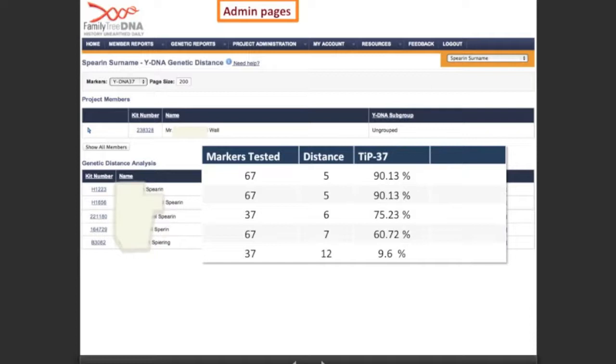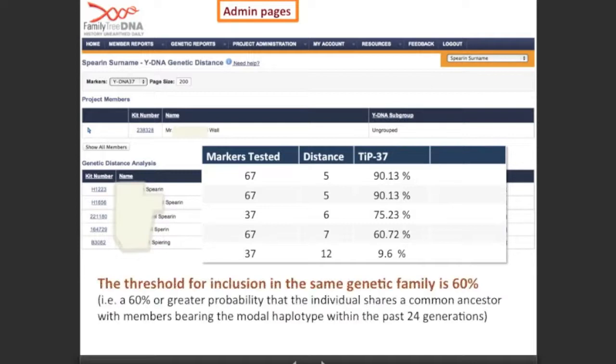So the tip tool is just another way of looking at how close or how distant people are related to each other. The threshold that we use is 60% at 24 generations. The threshold for inclusion in the same genetic family is 60%. This was developed by James Irwin in his project, and I'll show you the reason why in a second. It means that there's a 60% or greater probability that the individual shares a common ancestor with members bearing a modal haplotype within the past 24 generations.